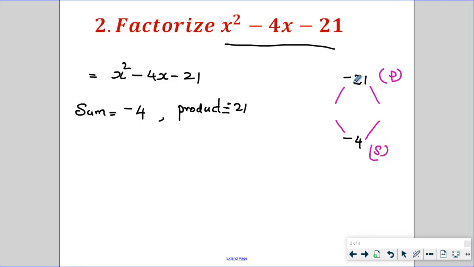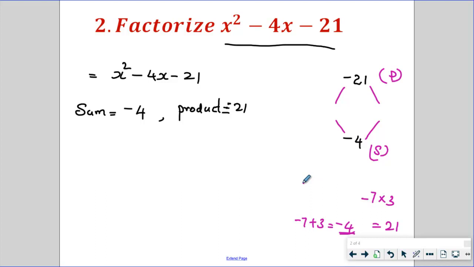So you have to take the factors of 21. We know that 7 into 3 is equal to 21. Here the symbol is minus, so definitely one number should be minus. The sum is also minus, so the bigger number is minus and the smaller number is plus. That is, if you take minus 7 and 3, that is minus 21, and if you add minus 7 plus 3, that is minus 4. That is, sum is minus 4.